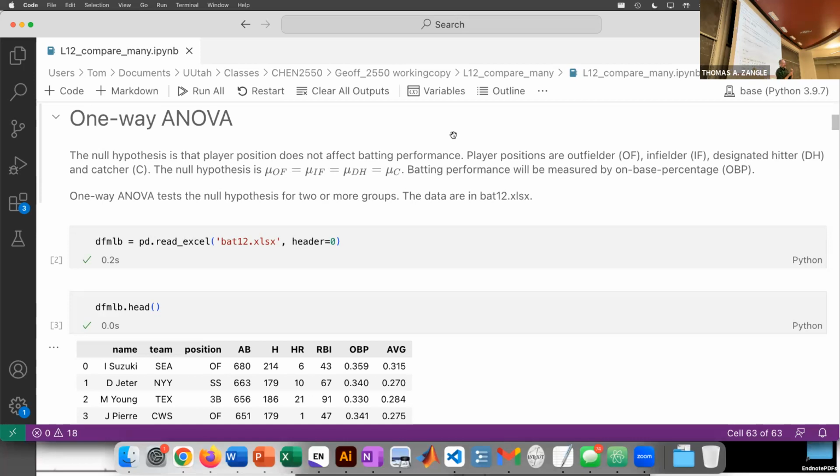Now that's not the same as saying that they are exactly the same, right? And it's not even a statement that I know that they are the same, right? It's just that based on the data that I have, I cannot distinguish among these groups, okay? That's our null hypothesis, to a specified level of significance. Okay, so that's our null hypothesis. And we're measuring batting performance using on-base percentage.